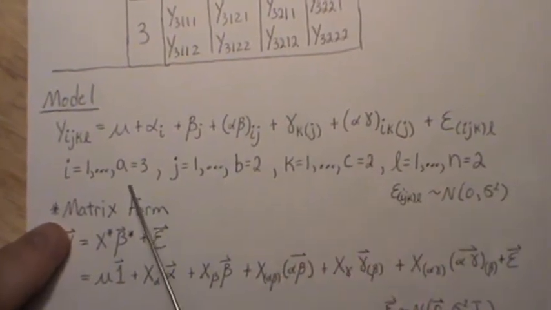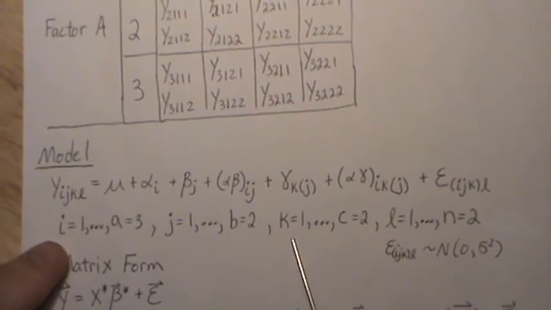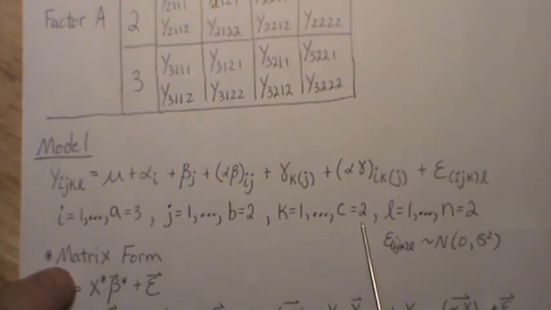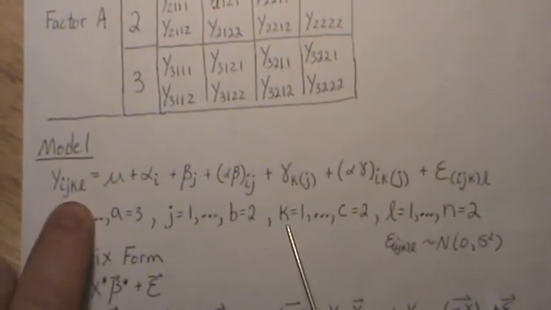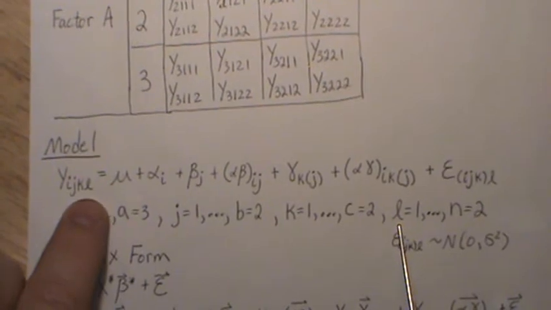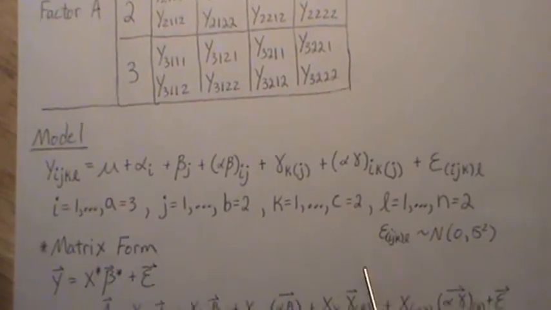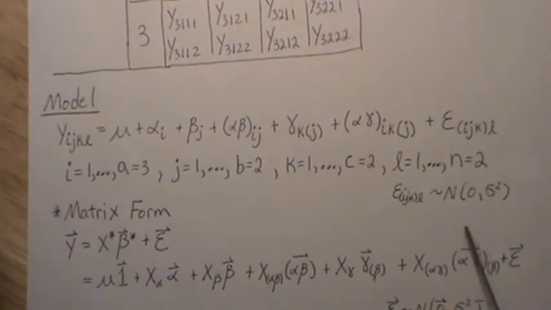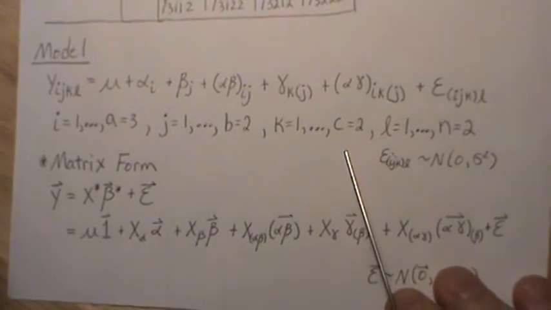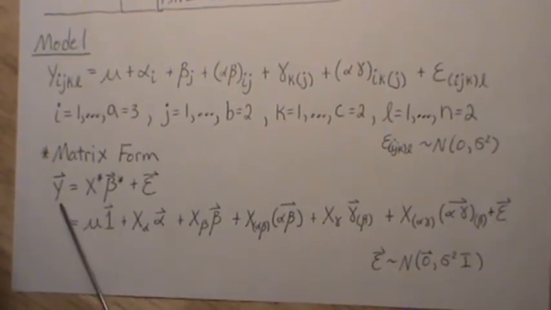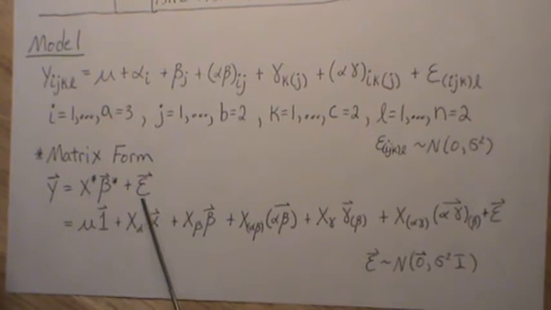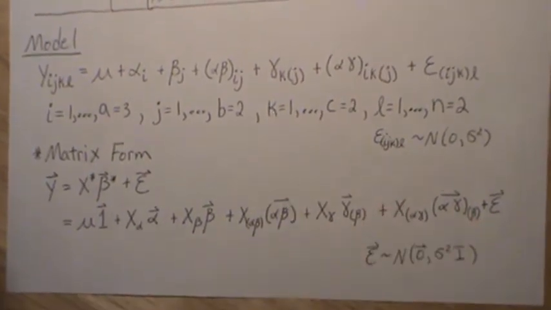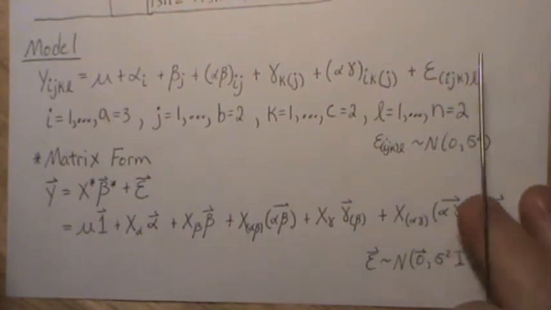So in this example, A is 3, B is 2, K, or C I should say, C is 2, but we use the index K, that's what that means. And then L goes to 2 because there are 2 replicates. The error term is normally distributed, mean 0, constant variance sigma squared, independent from each other. In matrix form, we'd write it like this: y is equal to X star beta star plus epsilon. So it is a linear model, but then we partition it into the different effects.